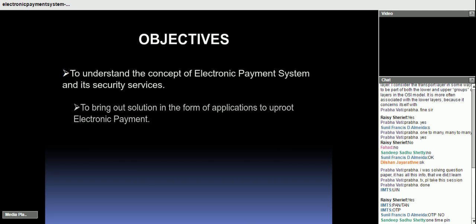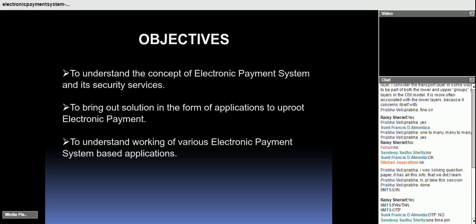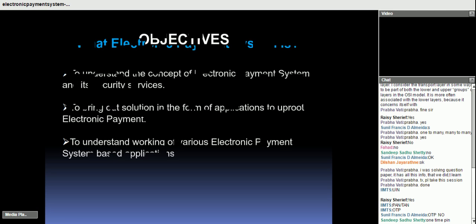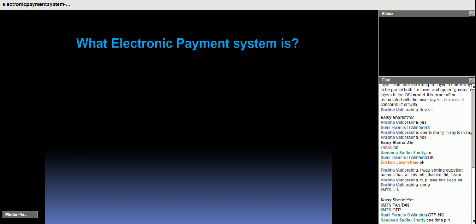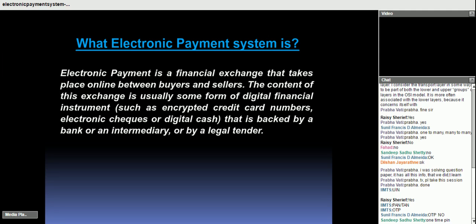So, to understand the concept of electronic payment systems and their security services, to bring out solutions in the form of applications to approve electronic payment, and to understand the working of various electronic payment system based applications. What is an electronic payment system? Number one, electronic payment is a financial exchange that takes place online between buyers and sellers.